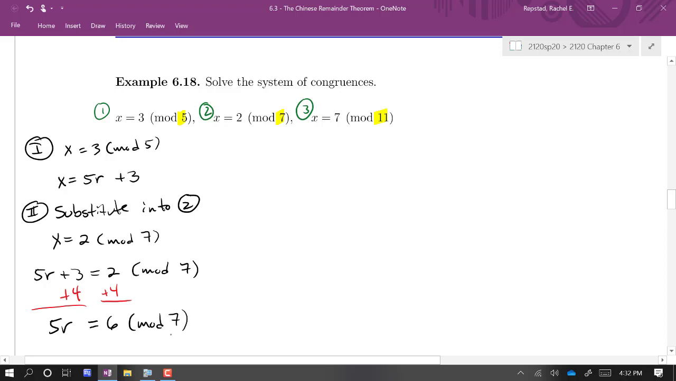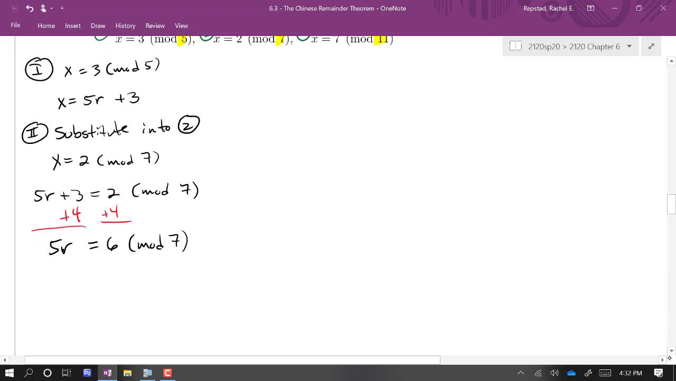I need the inverse of 5 mod 7. You could use the extended Euclidean algorithm, or, these are small numbers, so you could just guess and check, or use that little program. But you should find that the inverse of 5 mod 7 is 3, because 3 times 5 is 15, and that's 1 mod 7. So we get r is equal to 18 mod 7, and then we're going to reduce. We get mod 7, that should be 4 mod 7.